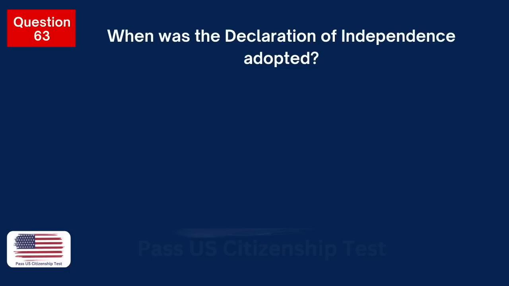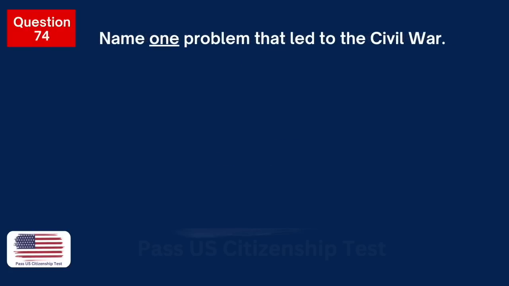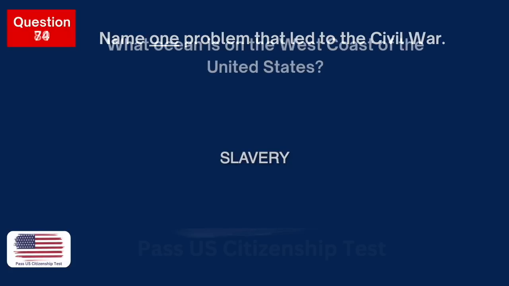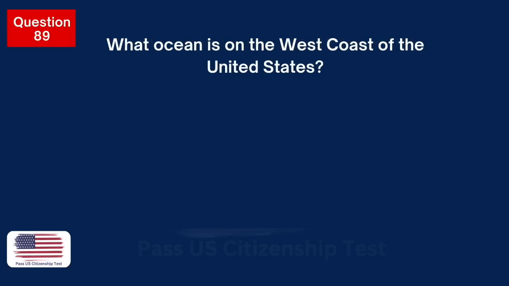When was the Declaration of Independence adopted? July 4, 1776. Name one problem that led to the Civil War. Slavery. What ocean is on the west coast of the United States? Pacific Ocean.